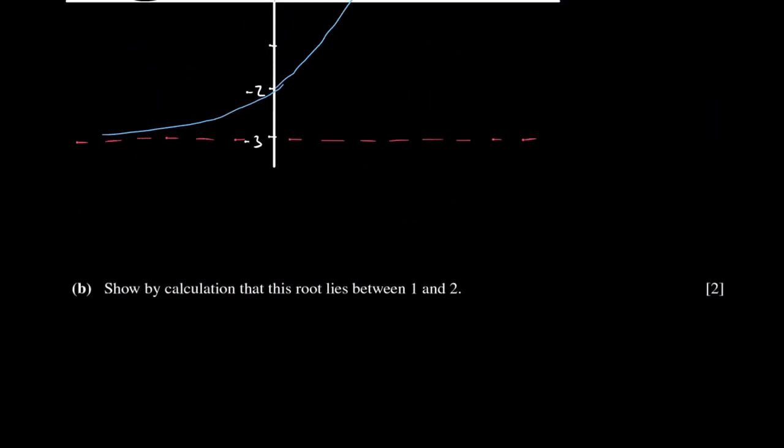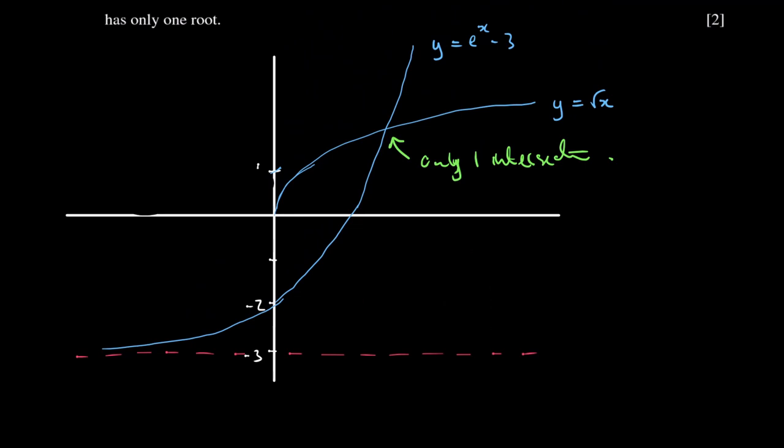All right, then, part B of this question, we want to show by calculation that this root lies between 1 and 2. Now, how can we think about this? Well, let's say this is our root, right, the point of intersection. So let's say the point 1 is here. No, it's not quite to scale. Let's say point 1 is there and the point 2 is there, right? Then what are we going to notice?